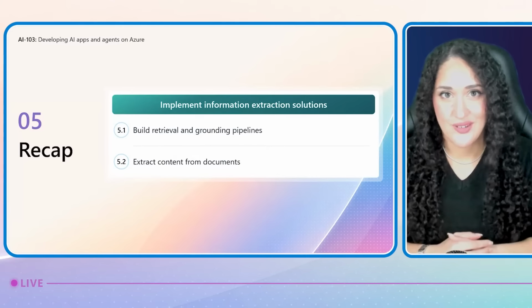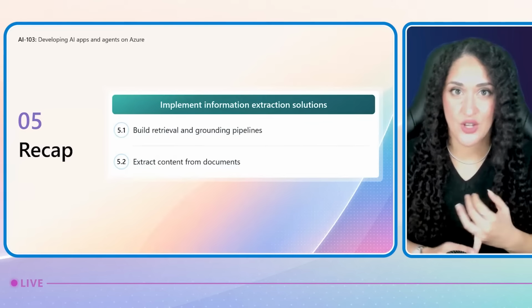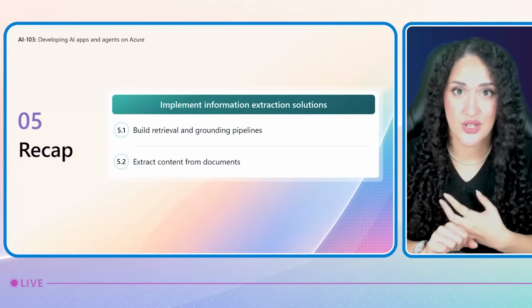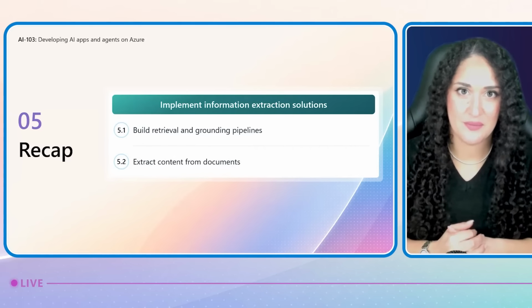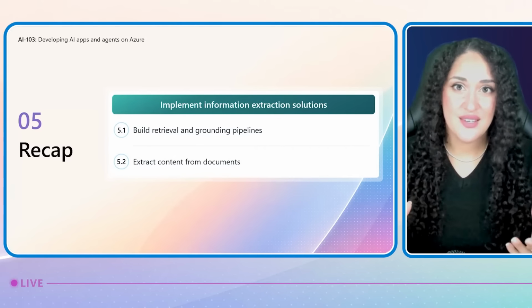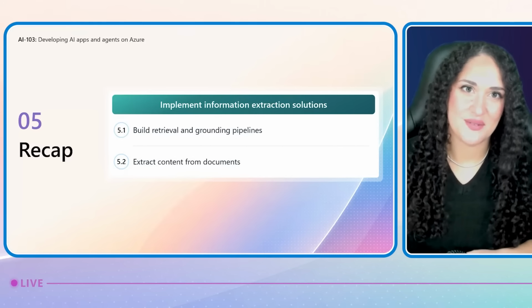After this section, you should be comfortable with building retrieval and grounding pipelines using Azure AI Search and extracting content from documents using OCR, layout analysis, and content understanding. These exam skills span all 5 exam domains. Now, you should know exactly what to focus on before you sit for the AI-103 exam.